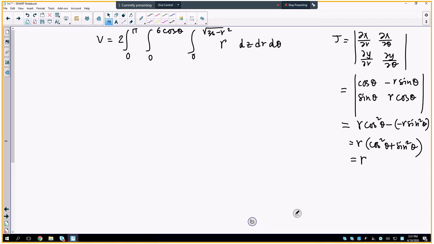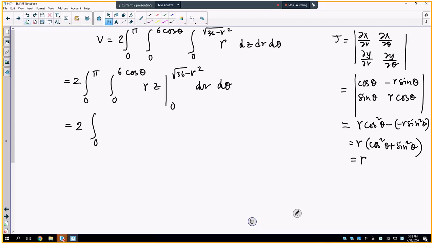Now I start working on the integration. So I get 2 times integration 0 to pi, integration 0 to 6 cosine of theta, and then I do r times z, 0 to square root of 36 minus r squared, dr d theta. And the next step I will put in the limits for z, so we'll get 2 times integration 0 to pi, integration 0 to 6 cosine of theta, r times square root of 36 minus r squared dr d theta.